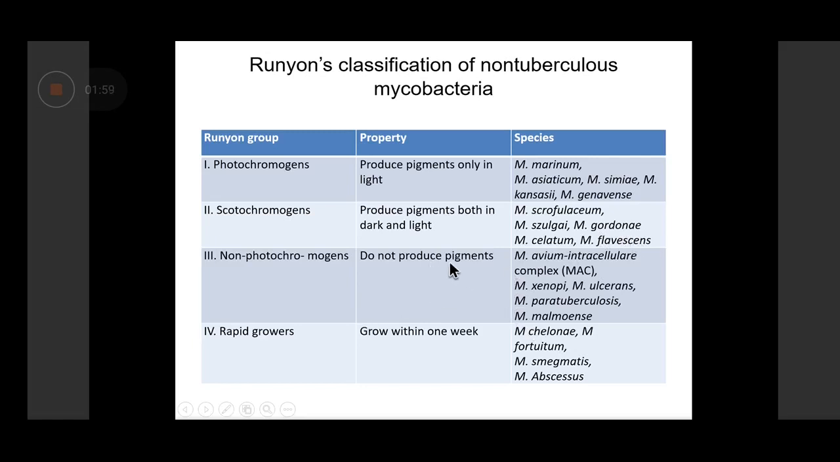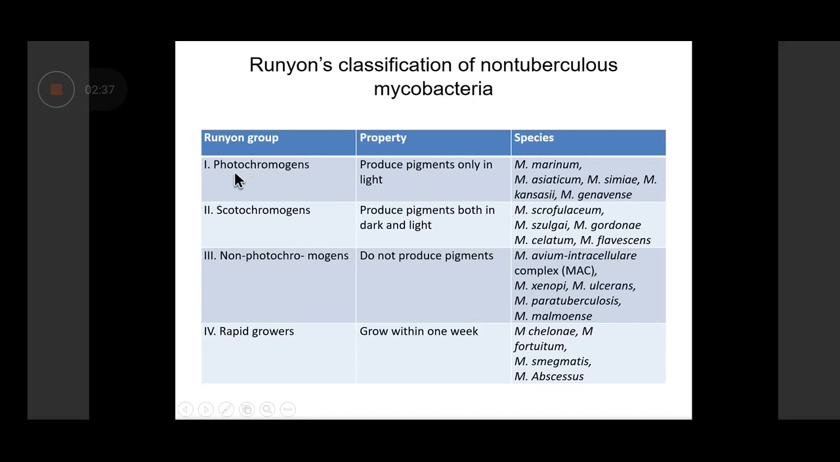Then non-photochromogens, as the name suggests, do not produce any pigment. It includes MAC, that is Mycobacterium avium intracellulare complex, which causes pulmonary disease, then xenopi, ulcerans, and paratuberculosis. Then these are the rapid growers, which grow within 1 week, including Mycobacterium chelonae, fortuitum, smegmatis, and abscessus. So these are the groups of NTM, and you need to remember this because you may get a question on NTM.